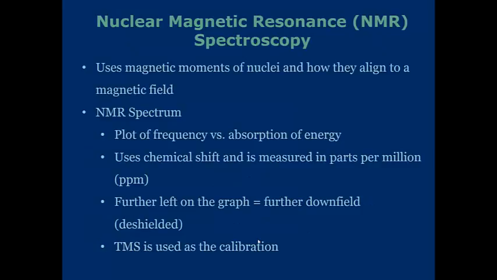Nuclear magnetic resonance spectroscopy, or as it's called, NMR. This uses magnetic moments of nuclei and how they align to a magnetic field. An NMR spectrum is going to be a plot of frequency versus the absorption of energy, and it's going to use chemical shift that is measured in parts per million. If it is further left of the graph, it's called downfield, meaning it's deshielded, with TMS used as the calibration. Note that TMS is used for HNMR, or proton NMR, but there are different types.